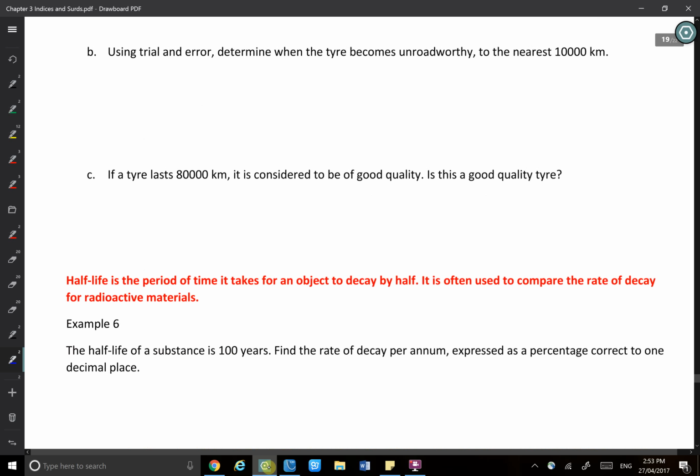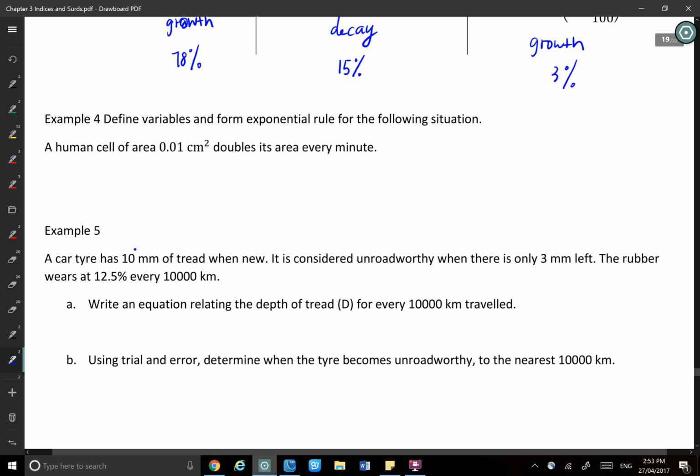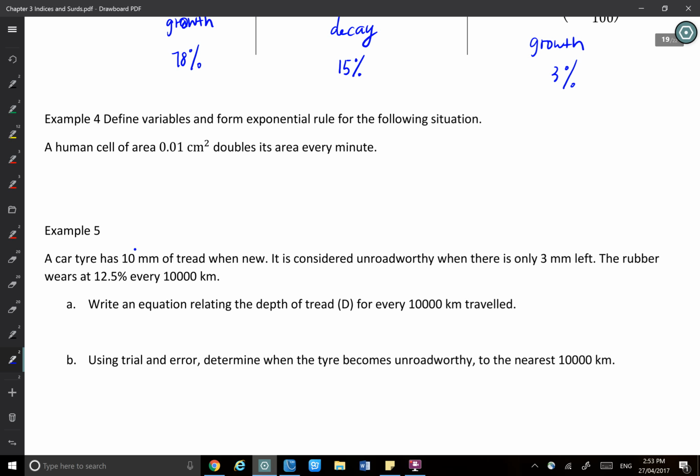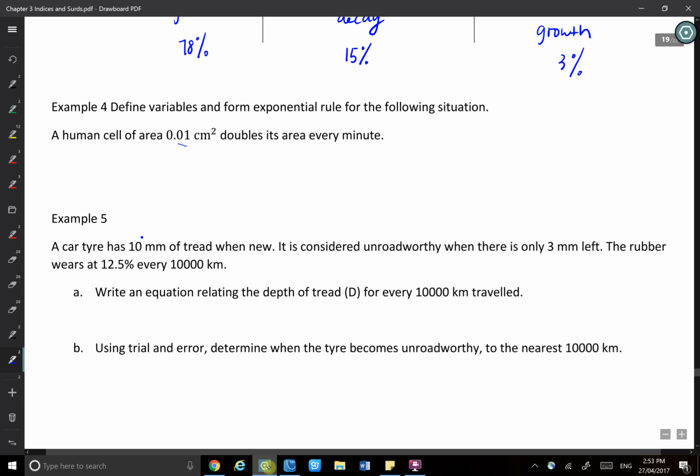Okay, example 4. Define variables and form exponential rules for the following situation. A human cell of area 0.01 centimeter squared doubles its area every minute. First, this is the initial value, because I have 0.01 centimeter squared.